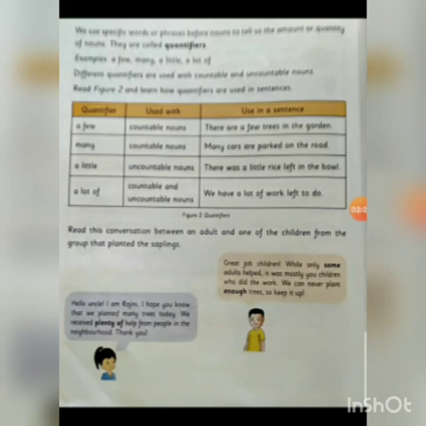A little, that is for uncountable nouns. There was a little rice left in the bowl. So in the bowl there was a little rice. Are we able to count? No. So it is an uncountable noun. A lot of, that is for both countable and uncountable nouns. We have a lot of work left to do.